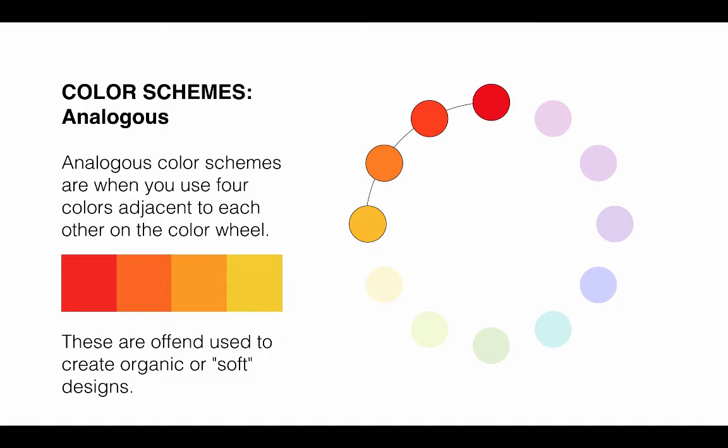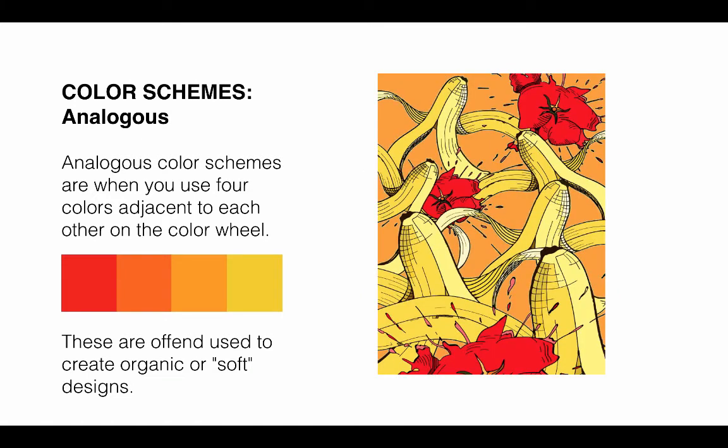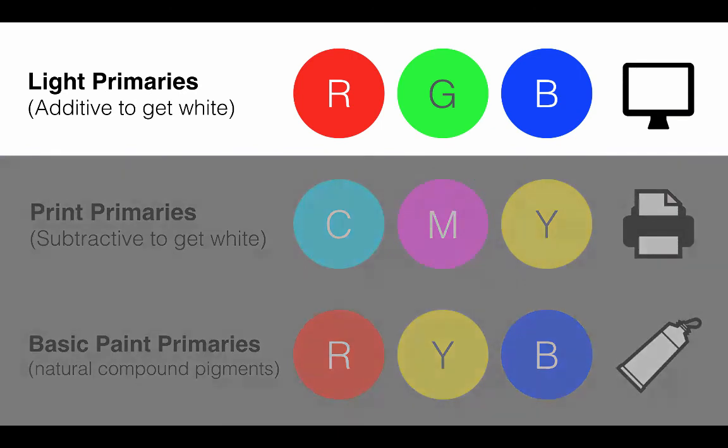Analogous is when you have colors that are adjacent to each other on the color wheel, and this is a 4-color analogous scheme. You could have a 3-color analogous scheme, but this is a 4-color analogous scheme. And a lot of times these are often, this says offend, but it's supposed to say often, these are often used to create organic or kind of soft designs. Because the colors are so related, and you can see definitely how that differs from the other ones that I showed you before, right? Okay, so let's talk a little bit about the light primaries.